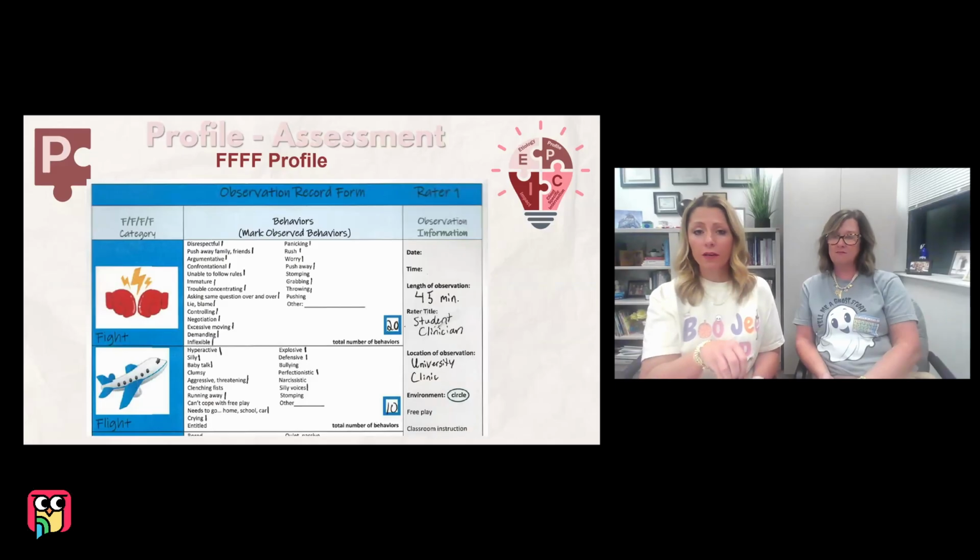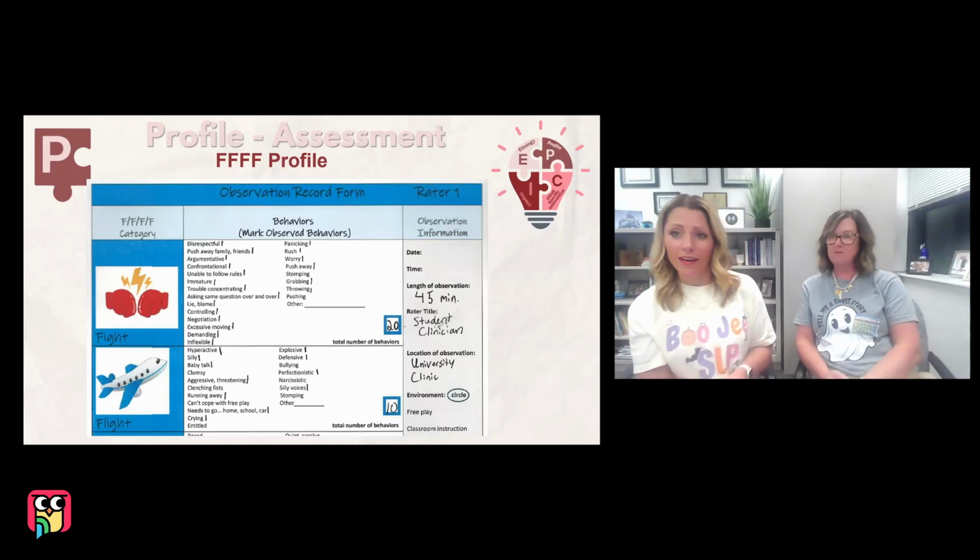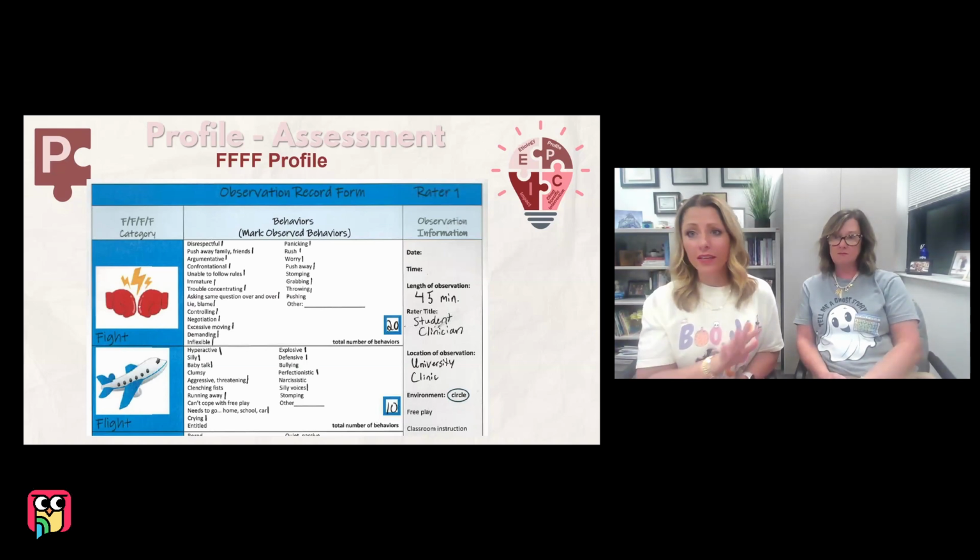So when Andrew came to our clinic, we knew he had a history of developmental trauma. We knew he had ongoing trauma or ACEs. And so one of the things that we wanted to look at were these dysregulated behaviors. So we have this fight, flight, freeze, and fawn profile, which are the significant dysregulated behaviors that we have created.